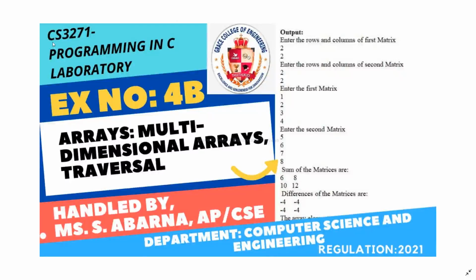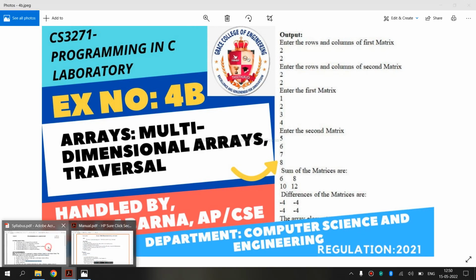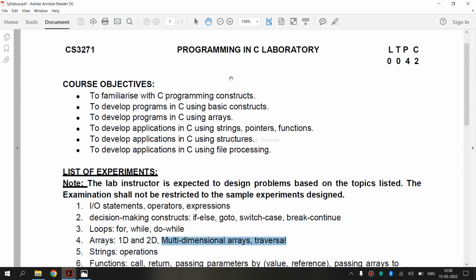In this video, we are going to discuss CS3271 Programming in C Laboratory, exercise number 4b, that is Arrays, Multi-Dimensional Arrays, Traversal. Now, we are going to see the syllabus for Regulation 2021. It is the syllabus. And we are going to see the 4th B exercise, that is Arrays, Multi-Dimensional Arrays, Traversal.